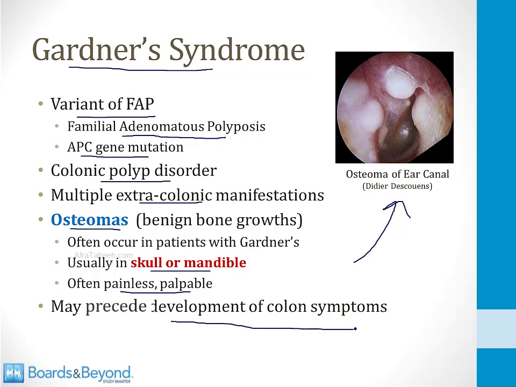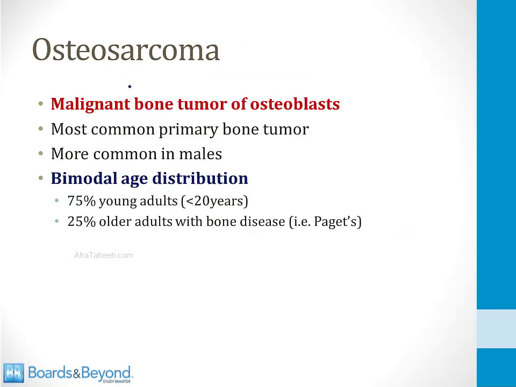So in a board question of a child who comes in with a bone growth on their skull or mandible, you need to think about the fact that they may be describing a patient who is in a family that has an APC gene mutation and has Gardner syndrome. Our next primary bone tumor is an osteosarcoma. This is a classic primary bone tumor and definitely one you should be familiar with for step 1.